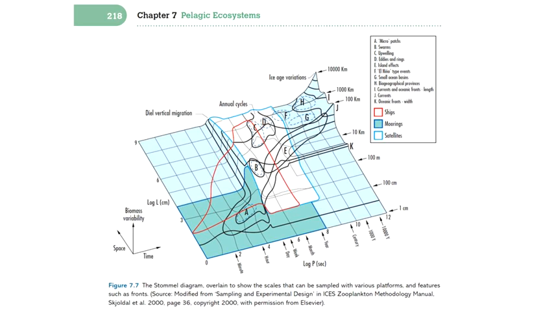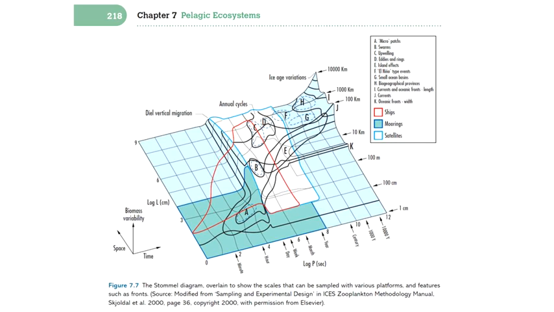On the x-axis of this diagram is time, in a logarithmic scale going from 10 to the 0 to 10 to the 12, which spans seconds to tens of thousands of years. On the y scale, we've got a logarithmic scale of length, from 1 centimetre up to 10,000 kilometres. And in the z dimension, you can see the contours on the grid trying to show this, we've got variability in biomass.